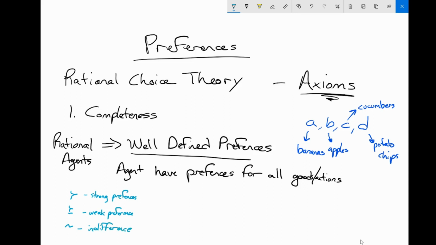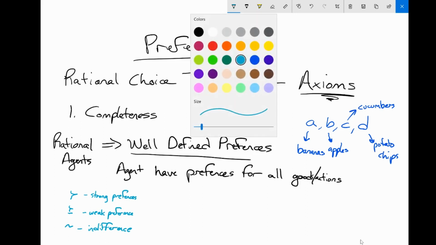Okay, so what I'm going to present to you is that according to rational choice theory, we are assuming that agents have well-defined preferences. That means they are able to relate all possible goods and actions through some degree of preference. They can relate any of these goods one to another, in some consistent manner. Their preferences, what they prefer, are stable and well defined.